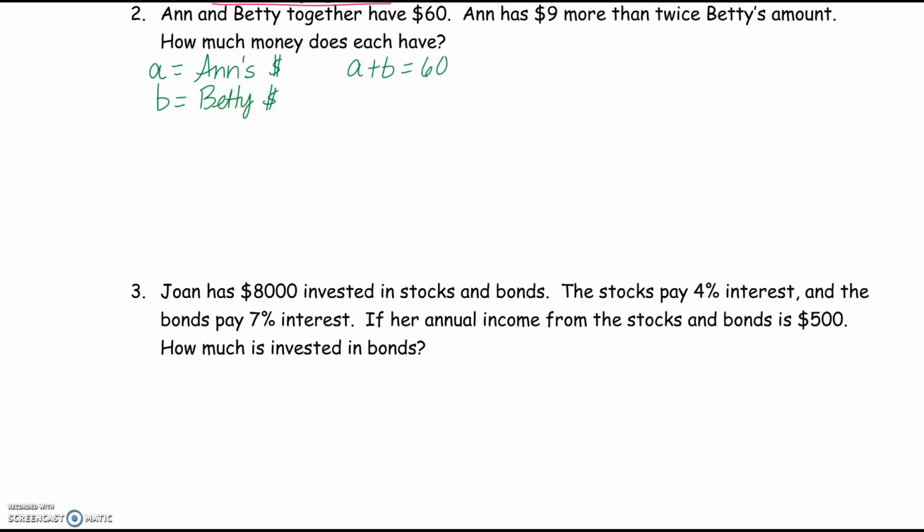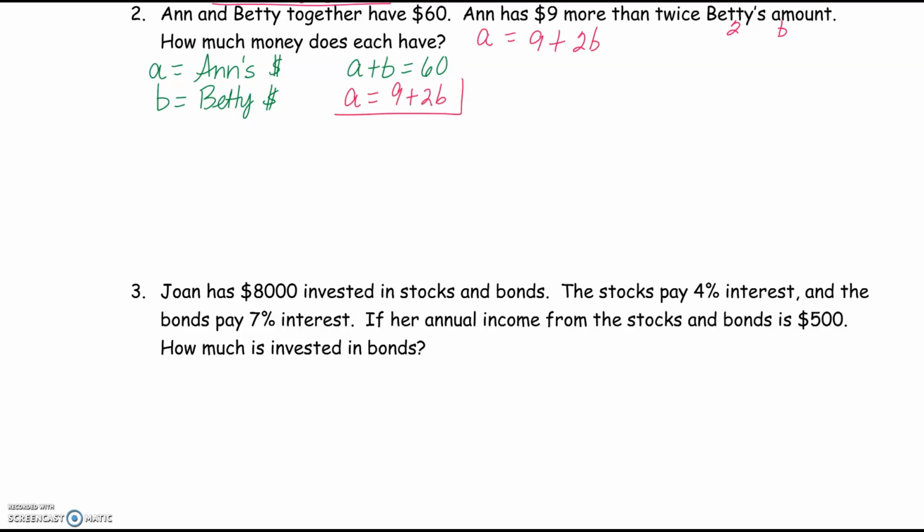Now it says over here, Ann has $9 more than twice Betty's. Ann equals 9 more than, since it's addition, you don't have to switch the order, twice Betty's amount. And Betty is B, so this is 2 times Betty's amount. 9 plus 2b. So that's my other equation. A equals 9 plus 2b.